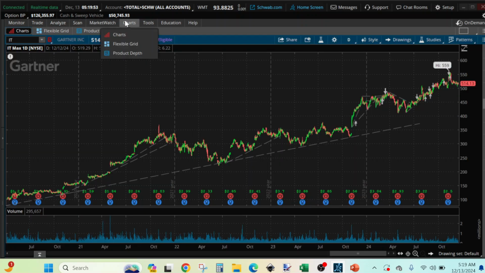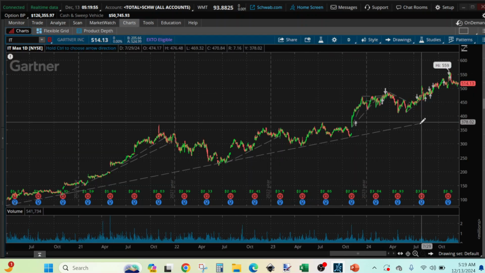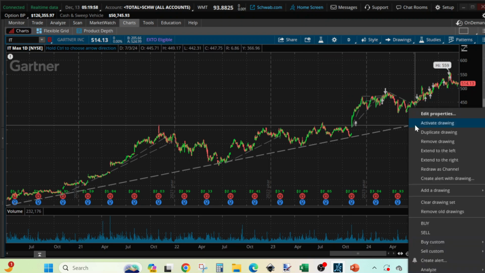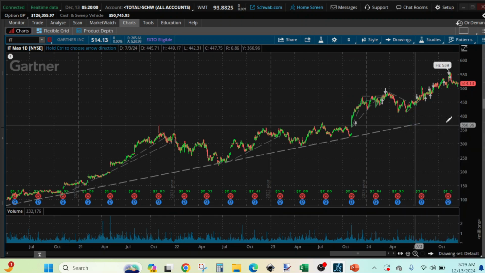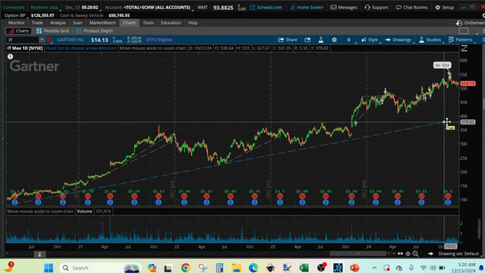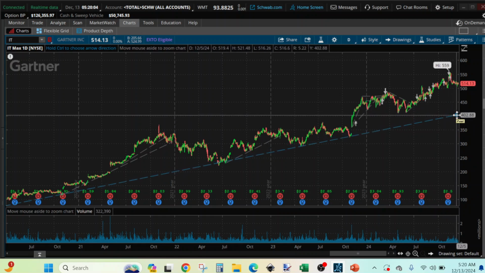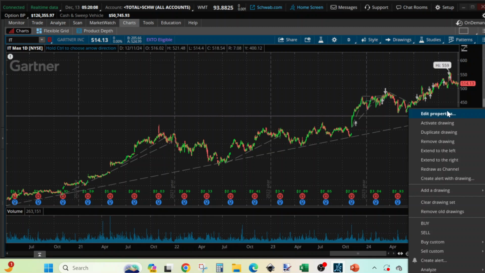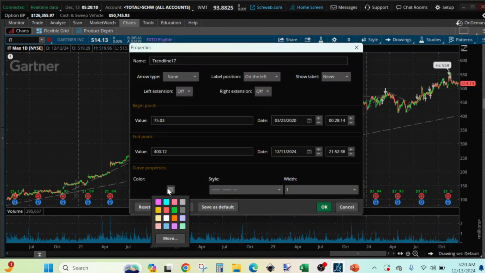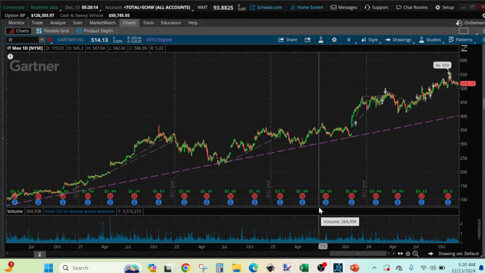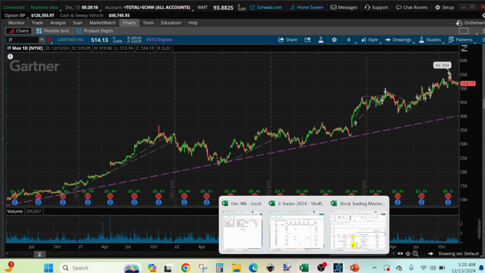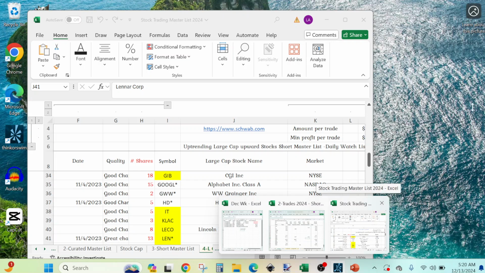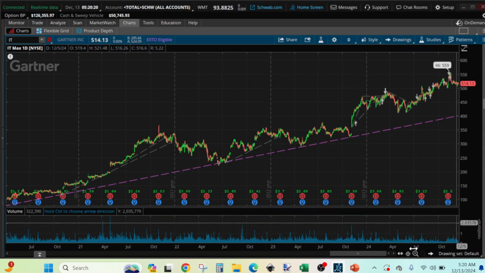Let's go to the chart here. Okay. We are activating this, and we can just make it a longer line. Make it purple, and that's what I will buy it. We already have in our portfolio. Do we? Yeah. And we bought it at the top there.